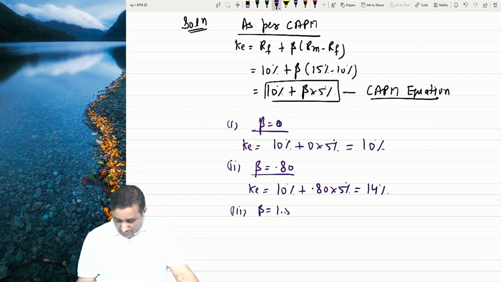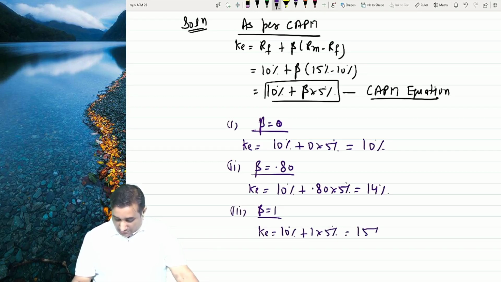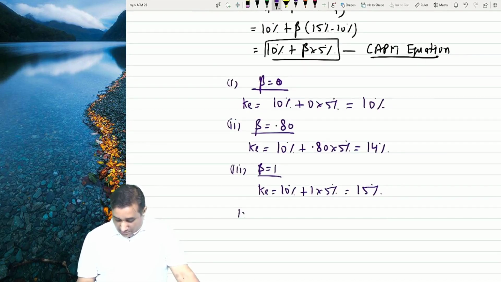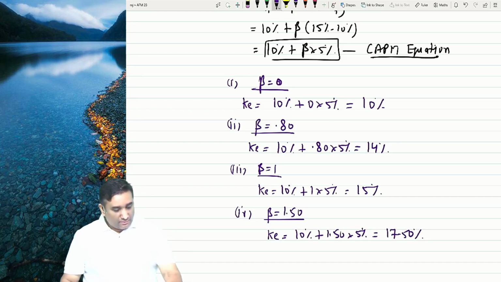Third part, beta is equal to 1. My cost of equity is equal to 10 plus 1 into 5%. How much do we get? 15. And my fourth part, beta is equal to 1.5. KE would be equal to 10 plus 1.5 into 5 percent, 17.5. Now one thing is for sure, higher the beta, higher would be the return.